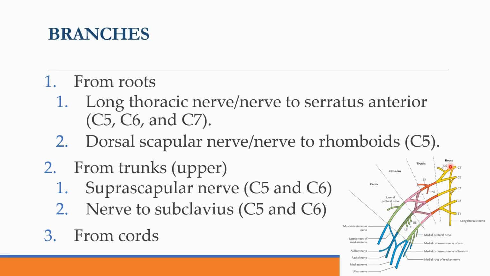So directly from the roots we have seen, from the C5 root we have dorsal scapular nerve or nerve to rhomboids, that is C5, and also long thoracic nerve or nerve to serratus anterior, that is coming from C5, 6 and 7. And the branches directly from the trunk, that is only upper trunk, it is suprascapular nerve C5 and C6, and also nerve to subclavius C5 and C6. From the cords we have already seen. So these are the complete branches.